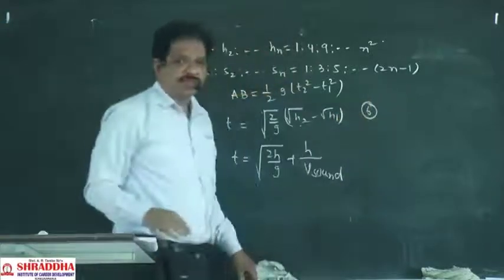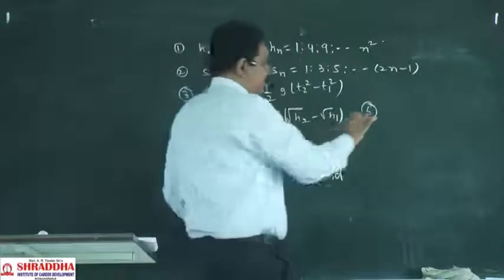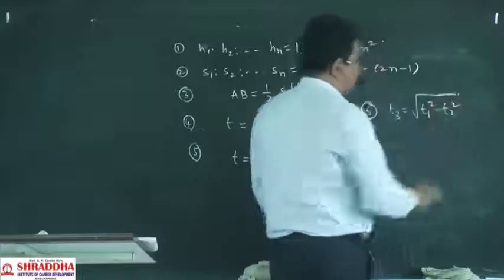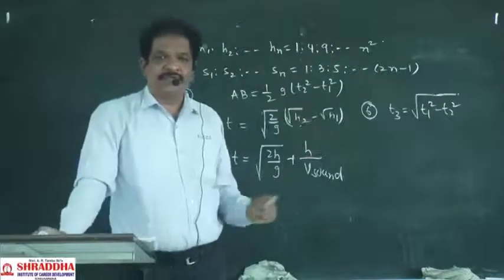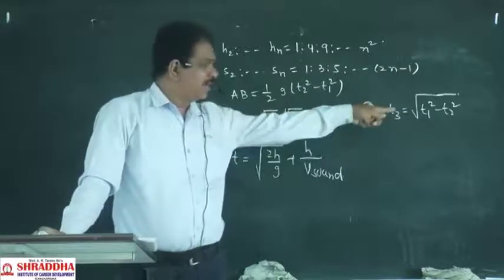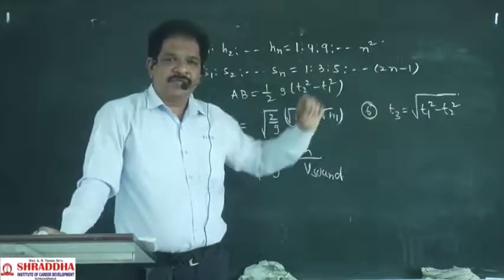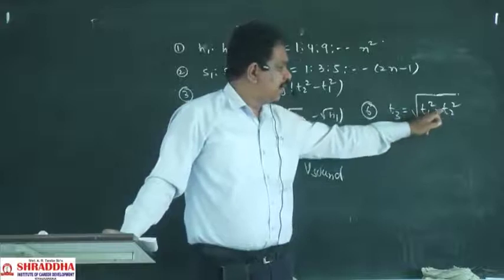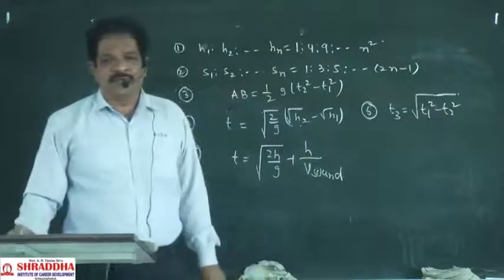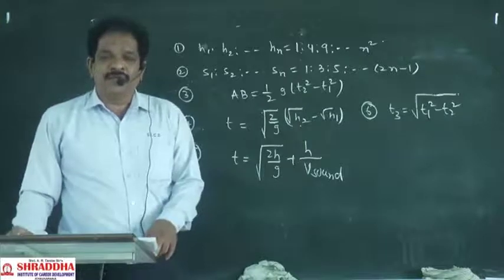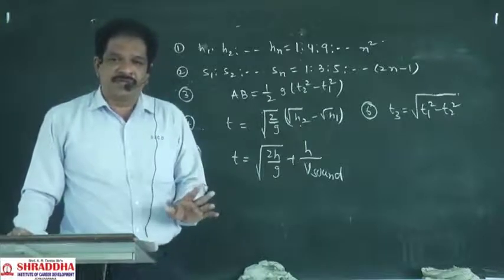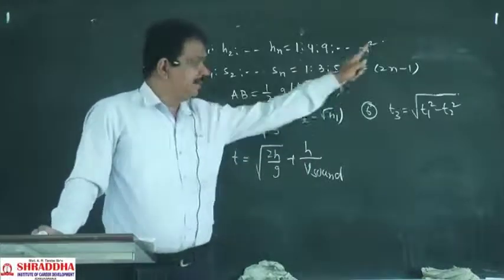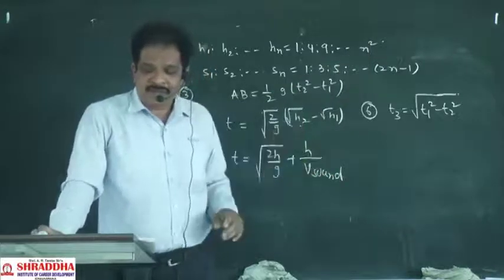Next, T3 is equal to root of T1 square minus T2 square. So 10 seconds it is taking to reach the ground, but after 6 seconds it is stopped. Still, how much time is it taking? 10 square minus 6 square, 100 minus 36, root 64, that will be equal to 8 seconds. It won't take 4 seconds, it will take 8 seconds to reach the ground. These types of problems will be there on the freely falling body.